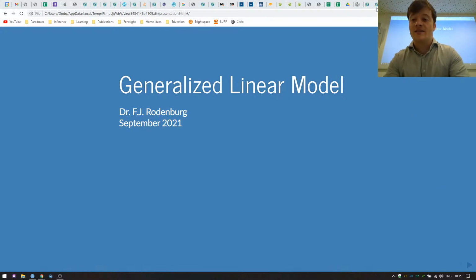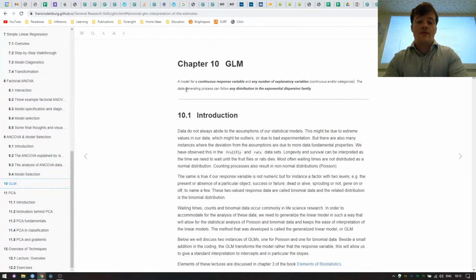All right, let's get started. For today, we have the subject of the generalized linear model. So it's another extension of linear regression. We will have 3 days in total about the generalized linear model. Today I'm going to only explain what it's for and how you can do it in R.